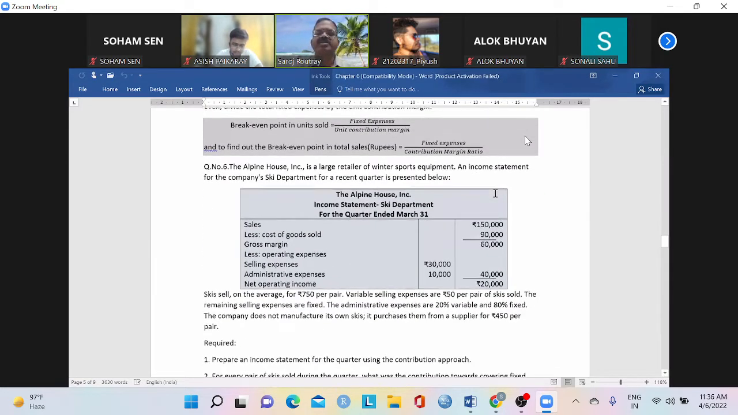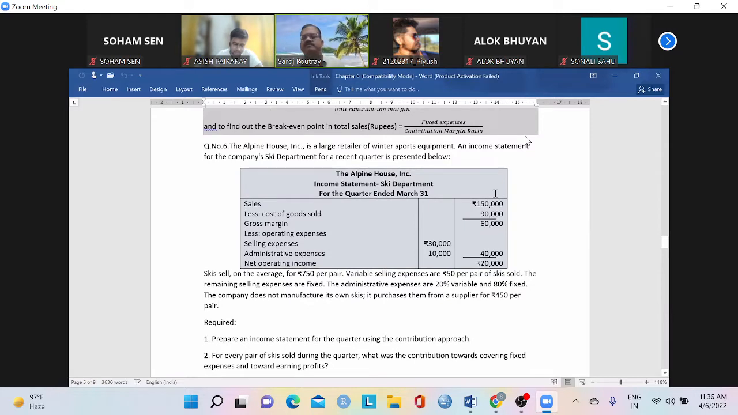Okay, let's see this question number 6. The Alpine House Incorporation is a large retailer of winter sports equipment. An income statement for the company's key department for a recent quarter is presented below. This is the income statement we have been preparing earlier, where we used to write sales and then we deduct cost of goods sold and we get gross margin. From gross margin, we deduct operating expenses, selling and administrative, periodic expenses, and then we get the net operating profit.